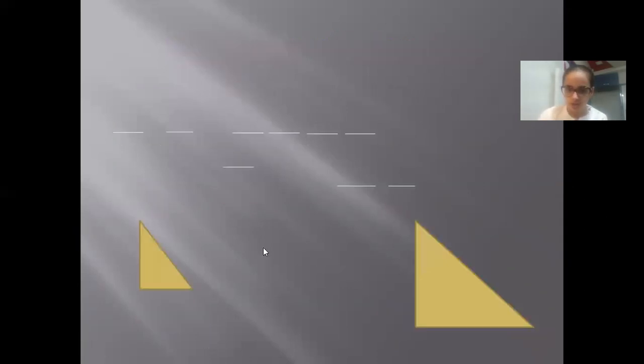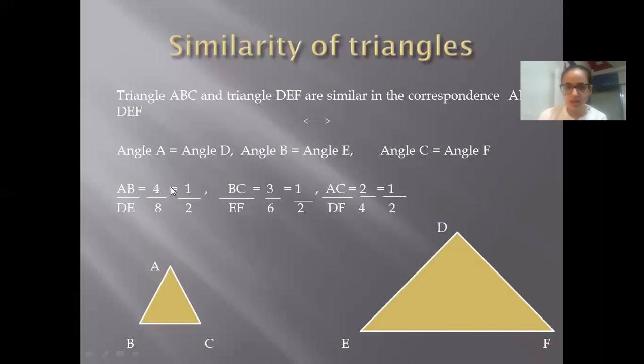Henceforth, we even have the measurements of the sides as well of our triangle, that AB is 4 and DE is 8. So henceforth, it is in the ratio of 1 by 2. All the sides of the triangle are in the ratio of 1 upon 2. BC upon EF is again the same, and AC upon DF is again the same. So all these three sides of the triangle are in the ratio of 1 by 2. Hence, we can say that they are similar.